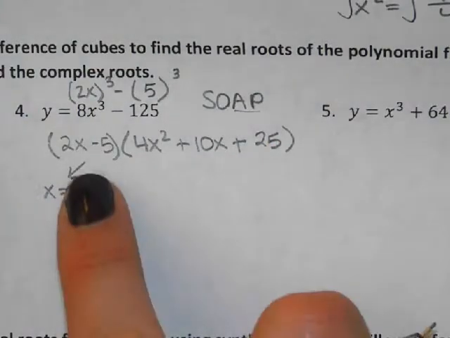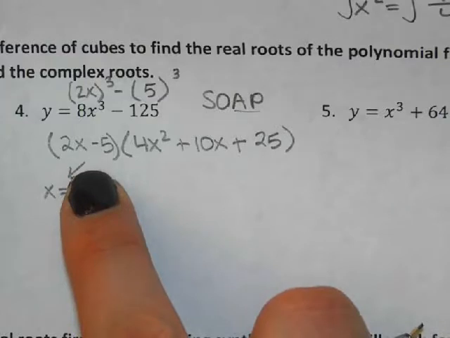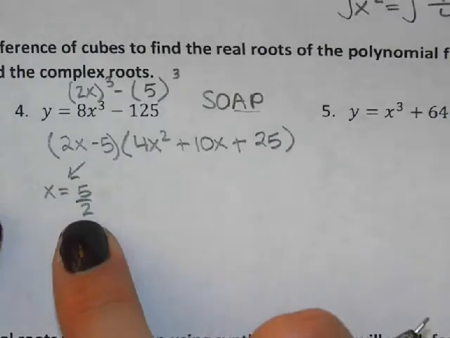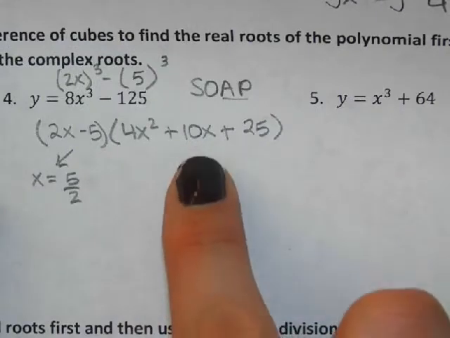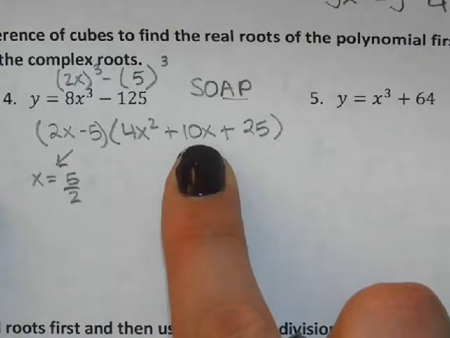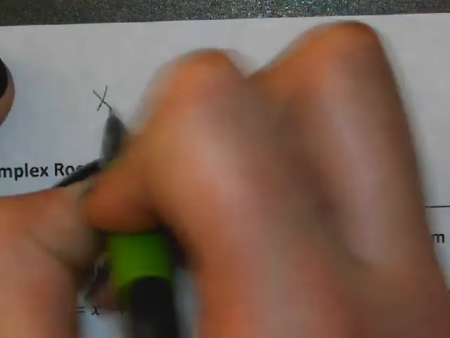What's the real root that it gives you? 5 halves or 5 over 2. Okay, that's a real root. And then for this, we cannot factor this. 99% of the time it's not real and you cannot factor it. So if we have a quadratic and we can't factor it, how do we have to solve it? Quadratic formula. Have to. No other option. All right, so quadratic formula, if you don't have it memorized, let's write it down.